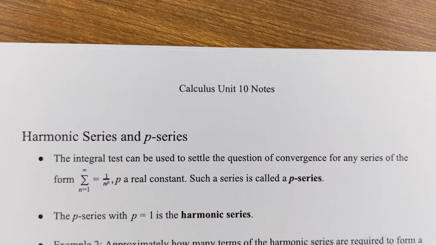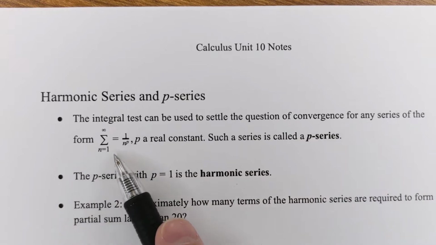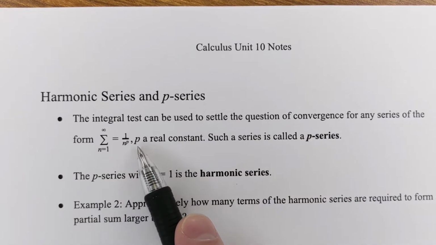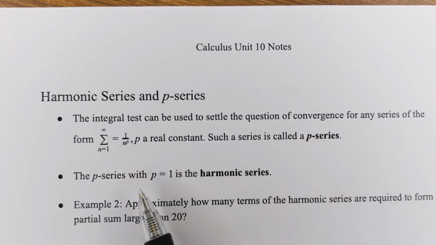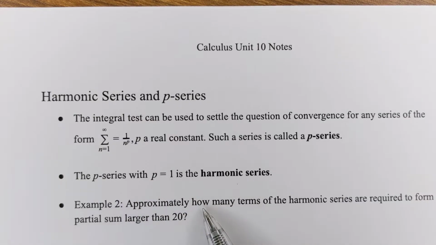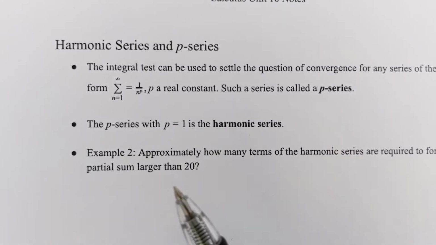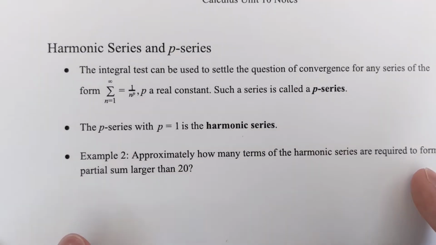Okay, harmonic series and p-series. The integral test can be used to settle the question of convergence for any series of this form, where p is a real constant. Such a series is called a p-series. A p-series with p equals 1 is the harmonic series. So approximately how many terms of the harmonic series are required to form a partial sum larger than 20?